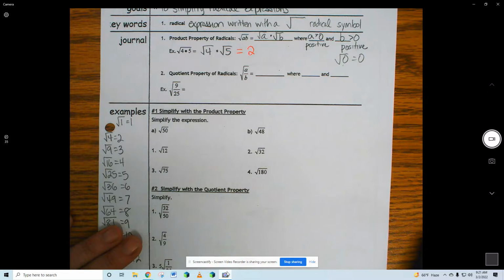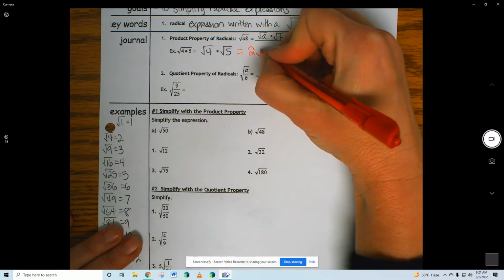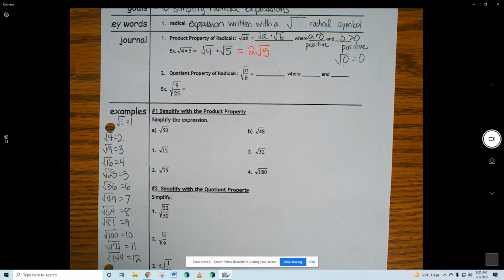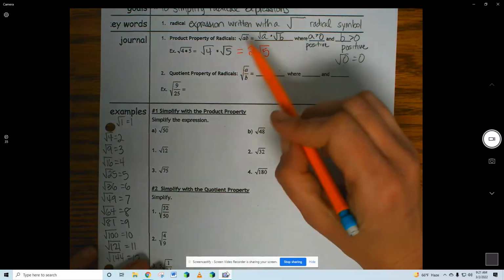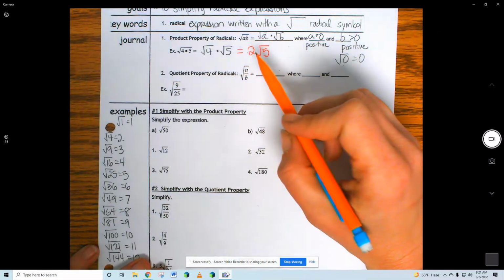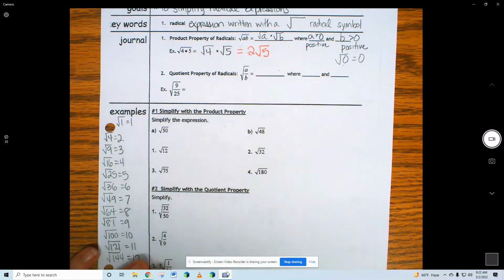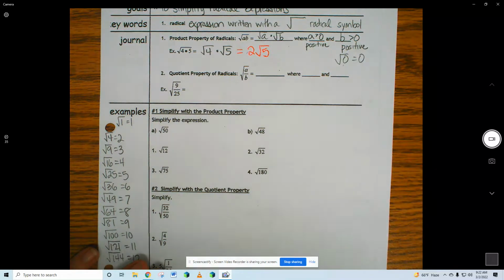But what about the radical 5? Is that a perfect square? No, I can't do a thing with it. I have to leave it as radical 5. My answer is 2 radical 5. And I could say 2 times the square root of 5. I can say 2 rad 5. I can say 2 radical 5. That's how I would pronounce it.